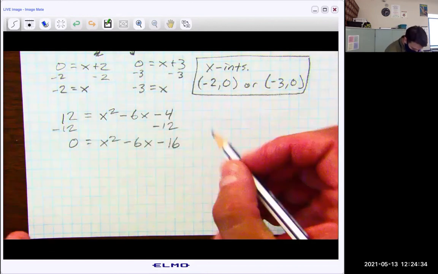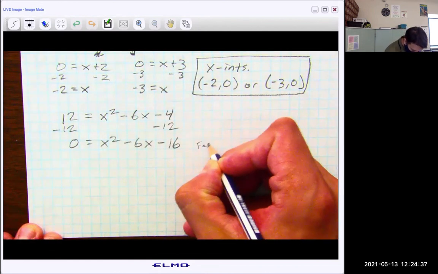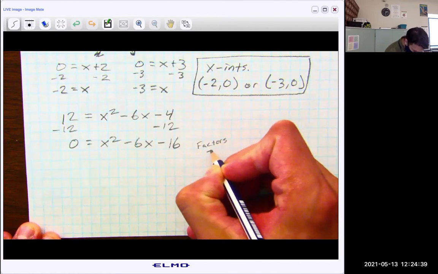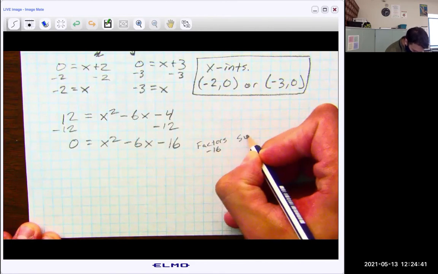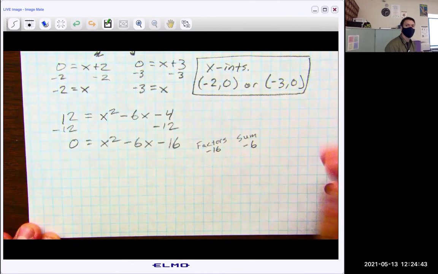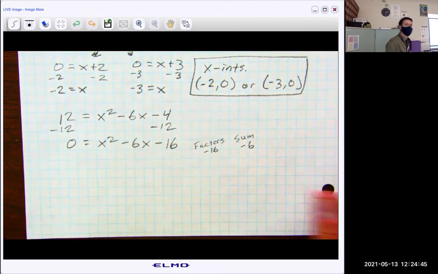I know some people are wondering, remember, you're finding the factors of negative 16 that are going to add to negative 6. They are out there. So you have to think through it.